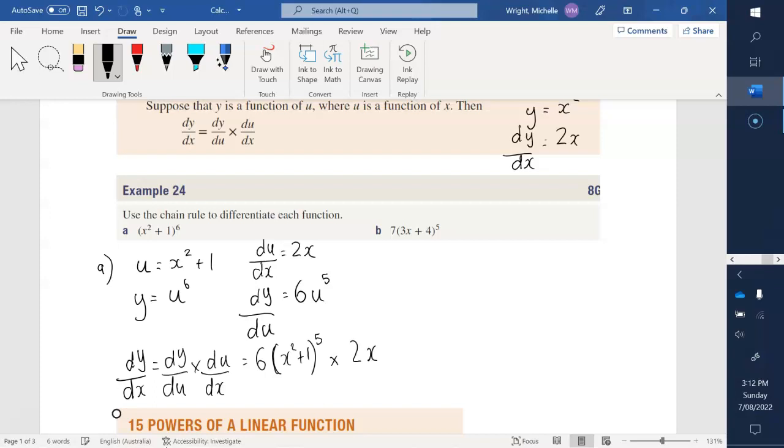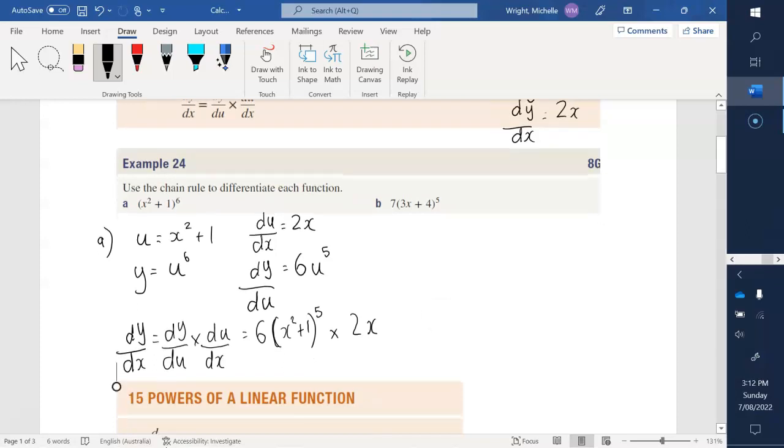And what you'll find now is I don't actually have any u's in here. I've got my dy/dx in terms of x, because I replaced the u with my original u value. And what I'm going to end up with for my dy/dx is, I can multiply the 6 and the 2, and I'm going to end up with 12x times (x squared plus 1) to the power of 5.